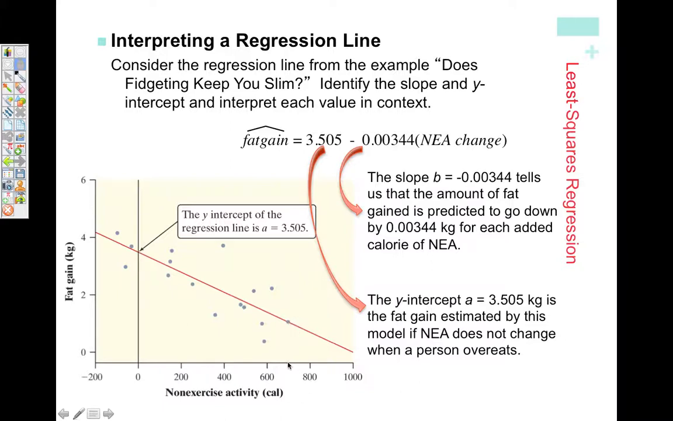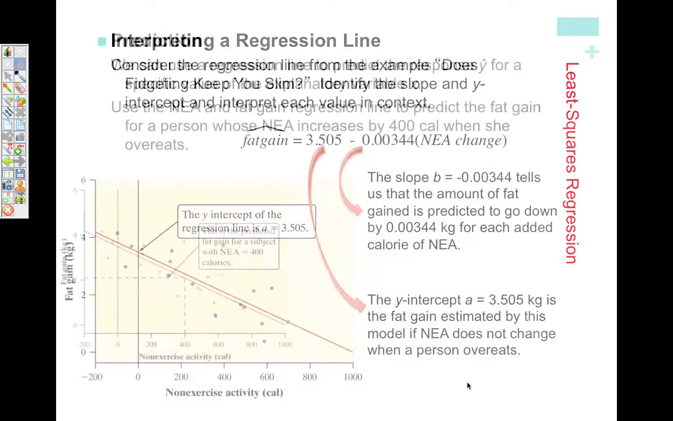Interpreting this point, somebody who had an increase of 700 calories in their non-exercise activity would have 1.5 kilograms fat gain. So there's our interpretation. Be precise with the vocabulary that you're using and what things mean.